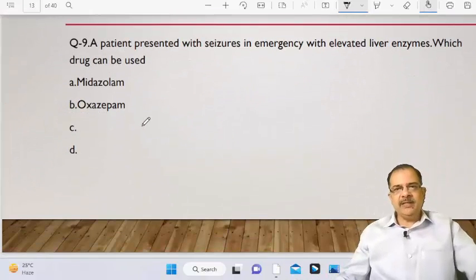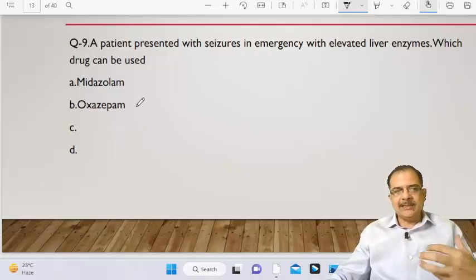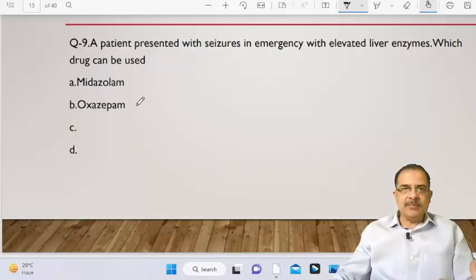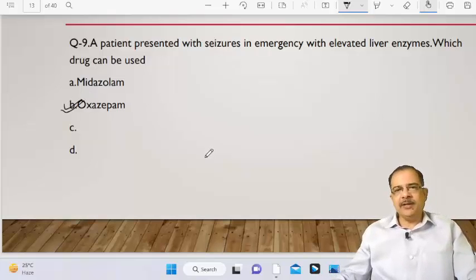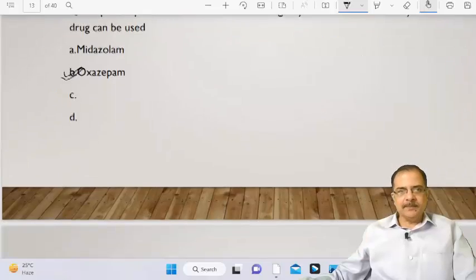Patient presented with seizure in the emergency with elevated liver enzymes. Which drug can be used? So this again is discussed in the class as a clinical scenario that patient is admitted in the ward, a patient of cirrhosis, alcoholic cirrhosis, liver enzymes are high and develop the seizure. What will you do? Your duty is there. So you have to give patient a very ultra short acting benzodiazepine, oxazepam, so that it can be safely given to control the seizures.